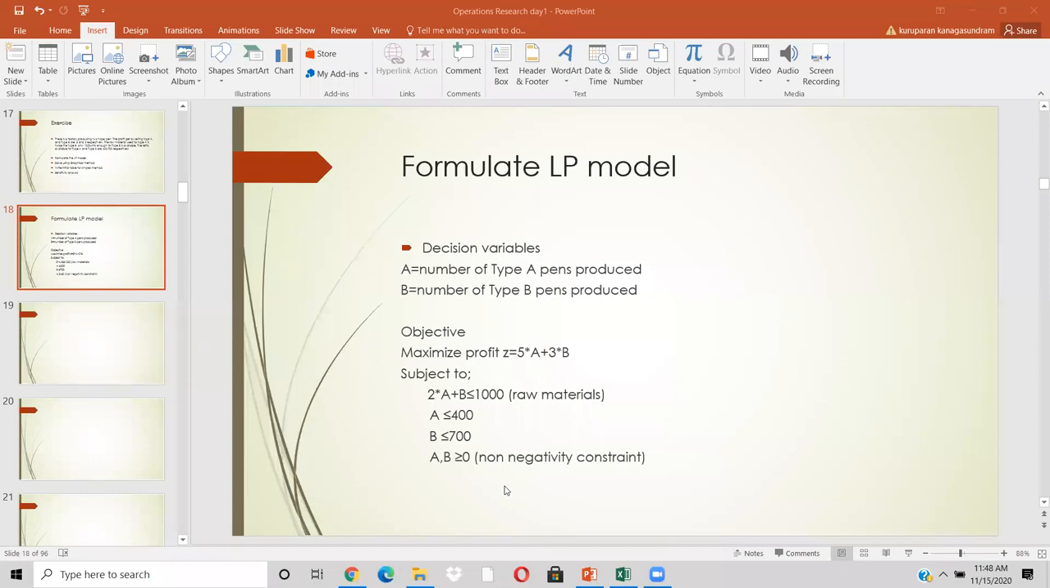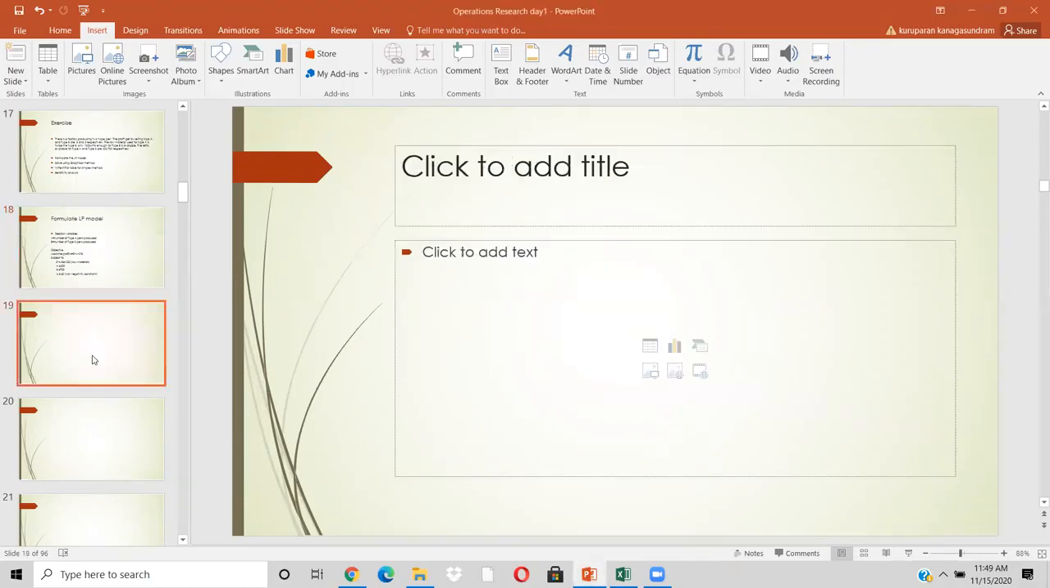A and B cannot take any negative values. That's why we are saying non-negativity constraint. So the non-negativity constraint should always be in these models. Okay. Here, solving using the graphical method.